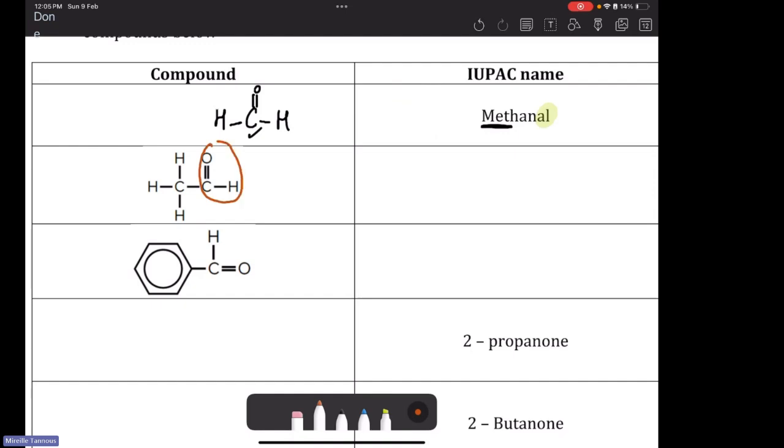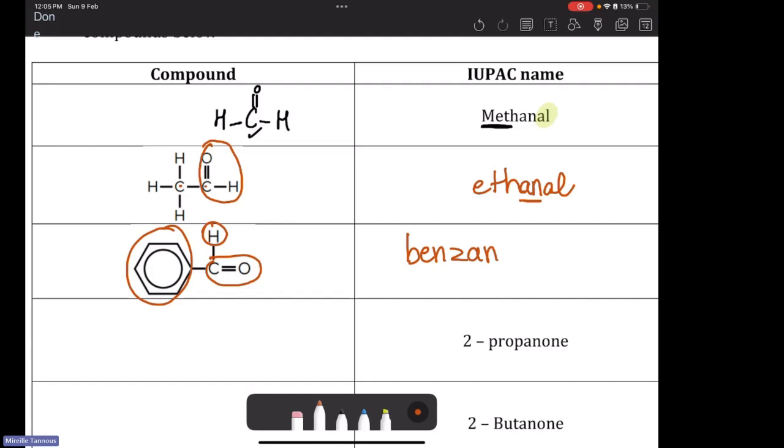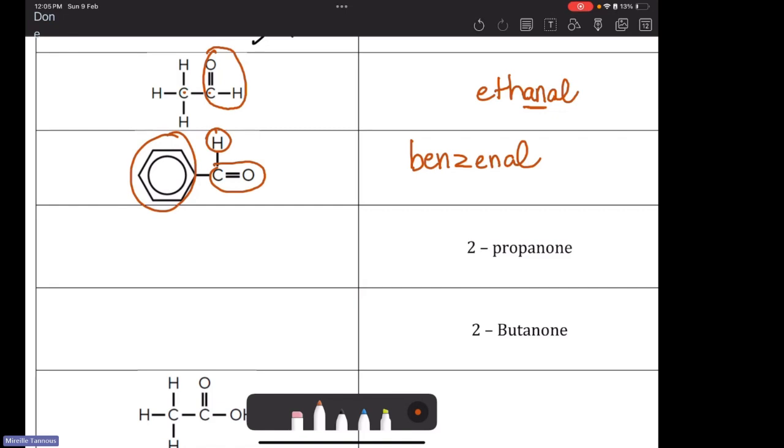So again this is an aldehyde, al, with two carbons, so ethanal, not ethyl. Pay attention, there should be an a, so ethanal. Now this is a benzene ring with a carbonyl, an aldehyde, so instead of saying benzene we say benzenal. Okay. 2-propanone, one, meaning a ketone.